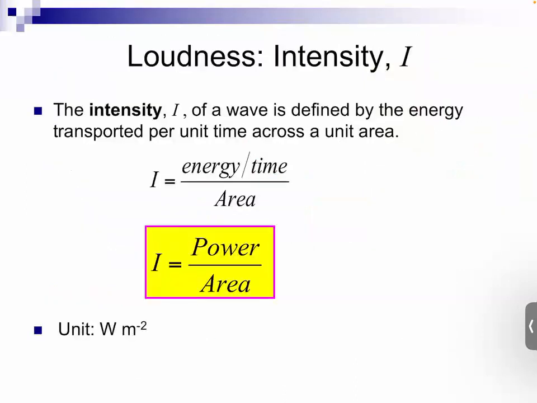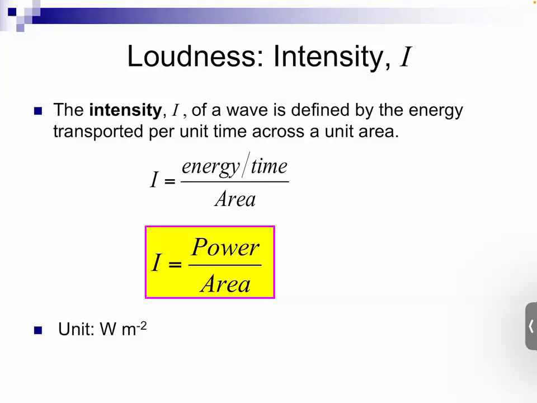Therefore, let's define what intensity is. Okay, intensity is defined as the energy per unit time across a unit area. Mathematically, you therefore have intensity is equal to energy per time, or energy divided by time, per unit area. Okay.